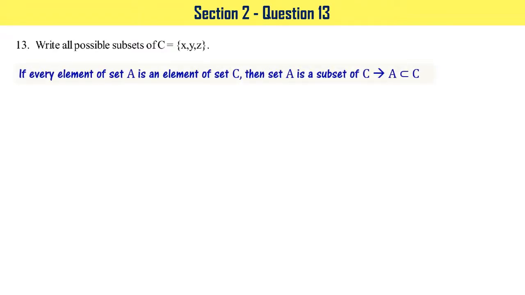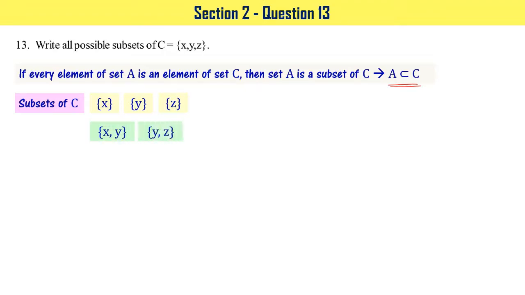If every element of set A is an element of set C, then set A is called a subset of C, right? That is denoted mathematically as A is a subset of C. Now let's write the subsets of C. The sets containing only one element, like {X}, {Y} and {Z}. These three are subsets of C, right? The sets containing only two elements are also going to be subsets of the set given here, right? {X, Y}, {Y, Z}, {X, Z}, right?